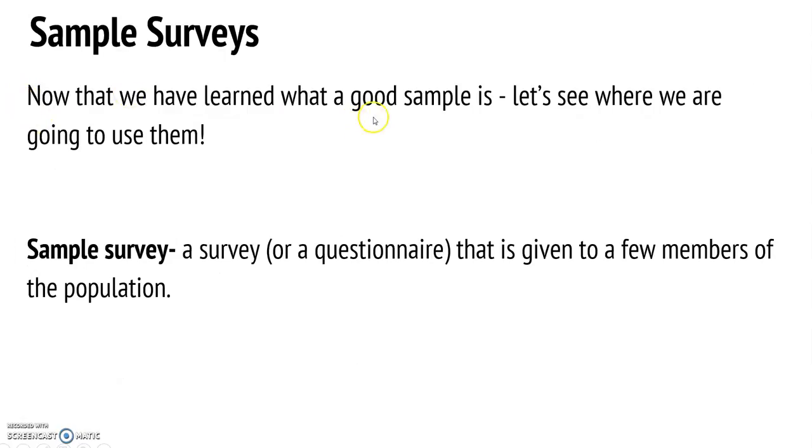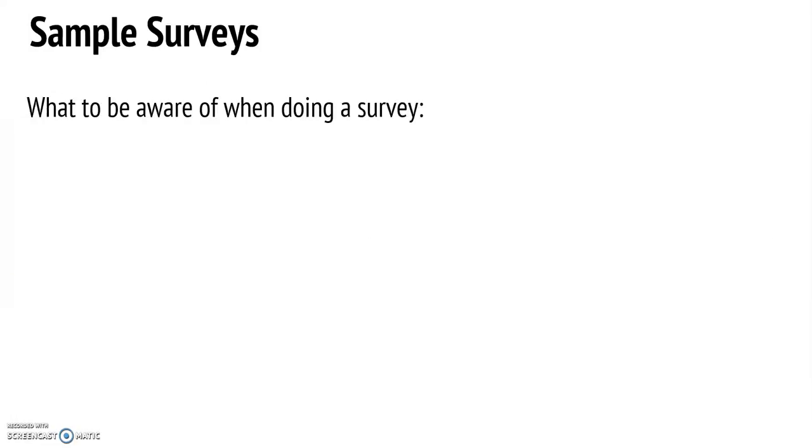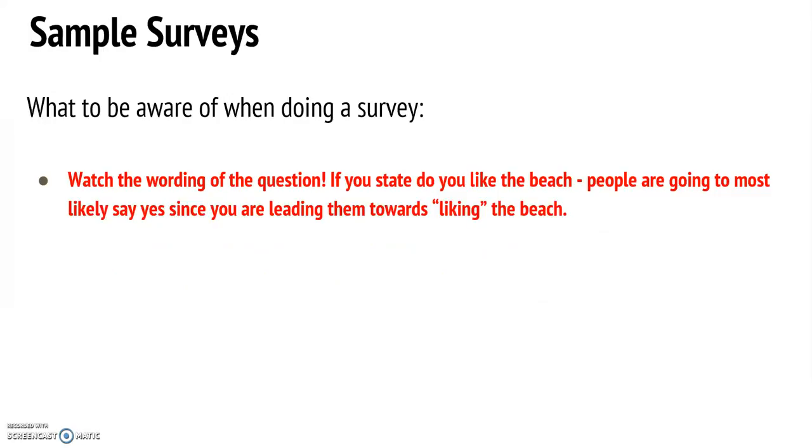Now that we've learned what a good sample is in the last section, let's see where we're going to use those good samples. Now just remember, our samples need to be a mini population. So what exactly is a sample survey? A sample survey is a questionnaire that's given to a few members of the population. So if we just want to answer the question, how many hours a night do you sleep? We could potentially just find a sample that represents our mini population that we've defined, hand out a survey to those members of the sample that we have selected, and then after we do that, we can answer our question with a statistic.